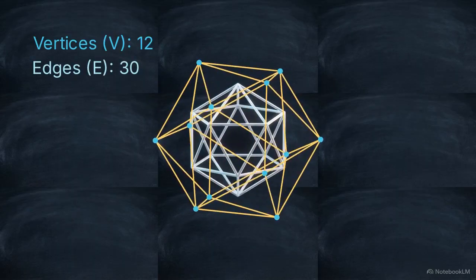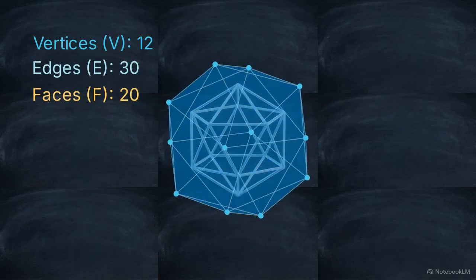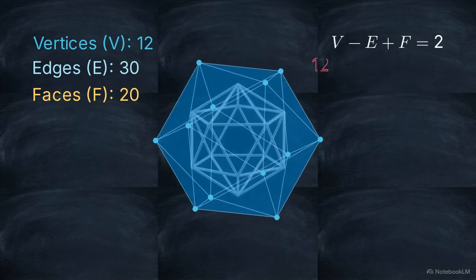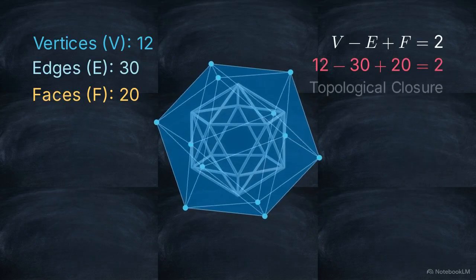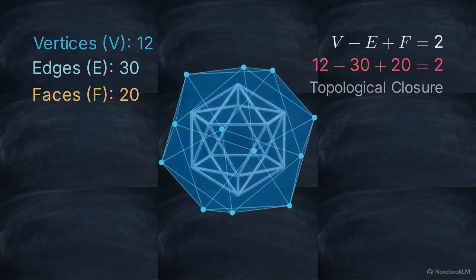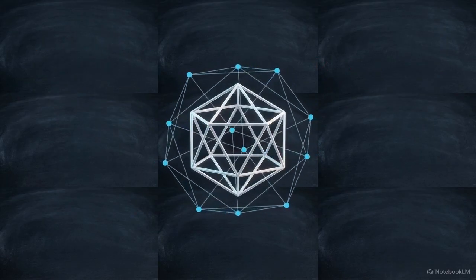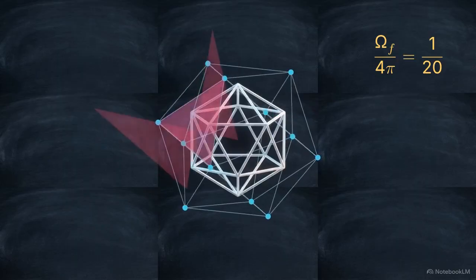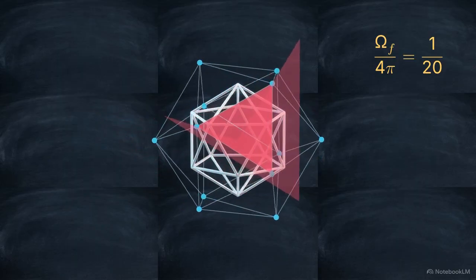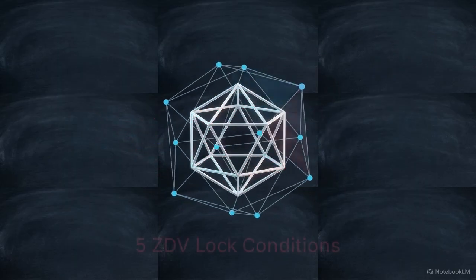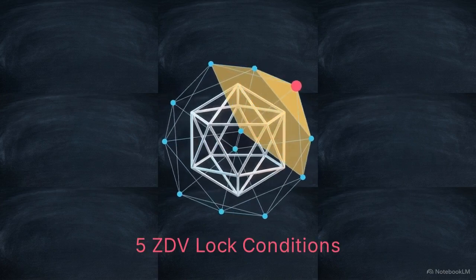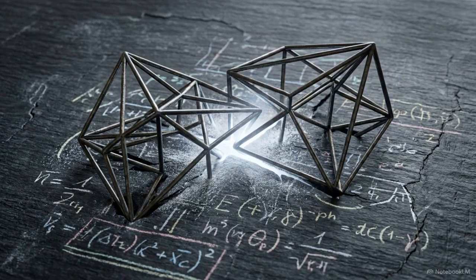The icosahedron has 12 vertices, 30 edges, 20 faces. V minus E plus F equals 2. 12 minus 30 plus 20 equals 2. The solid angle subtended by each face gives omega F divided by 4 pi equals exactly 1/20th. 20 faces exactly partition the sphere. This is a structural identity, not a numerical coincidence.